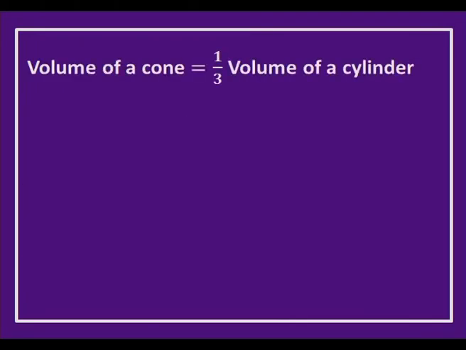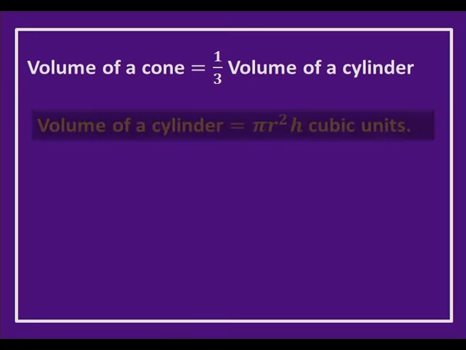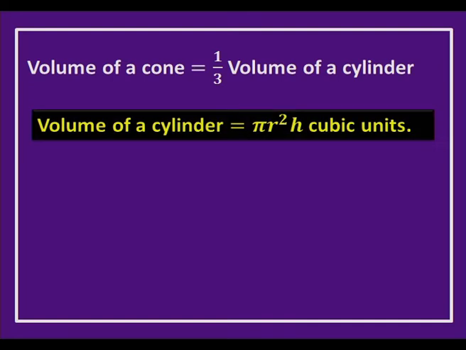Now, children, let us find the volume of a cone. From the activities, that is, if you take a cone and a cylinder with same height and same radius, you will notice that volume of a cone is 1/3 volume of a cylinder. But what is the volume of cylinder formula, children? Yes, it is pi r square h cubic units.